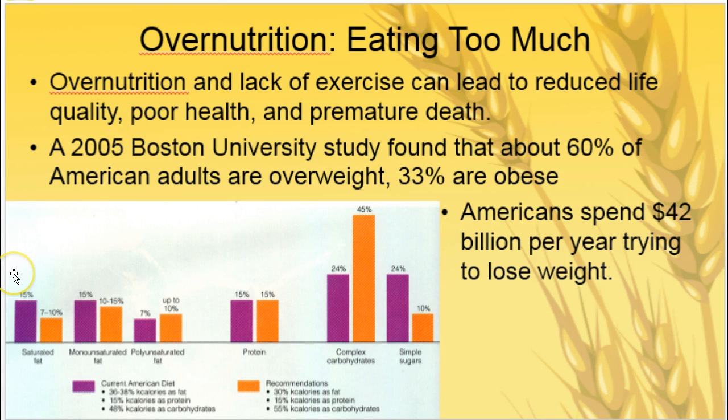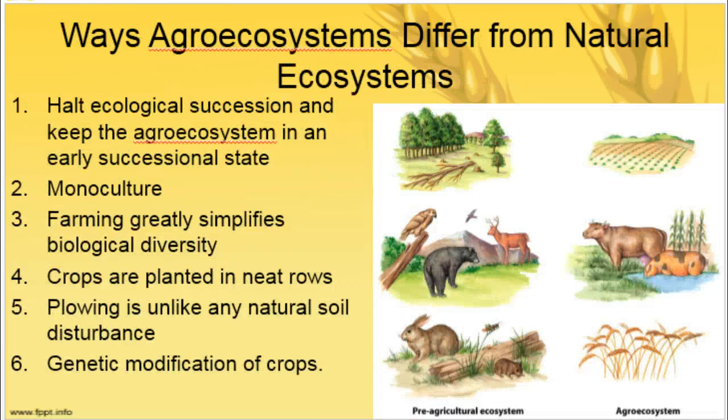One of the kind of ironic things here is, remember we said about $24 billion would be what it would take to cure world hunger. If you look at the amount of money that Americans spend per year to lose weight, that kind of puts that into perspective. So moving forward, one of the things that we want to focus on is how are these agricultural ecosystems different from our natural ecosystems?